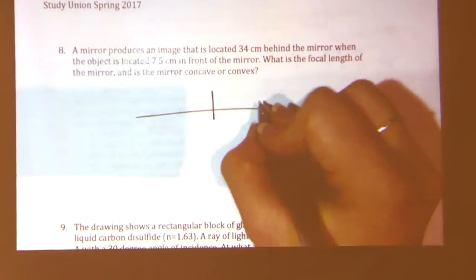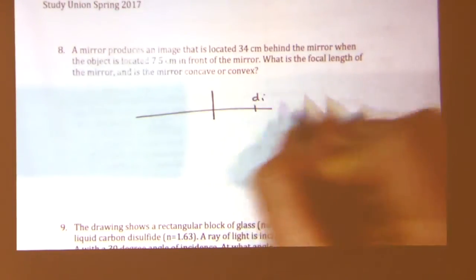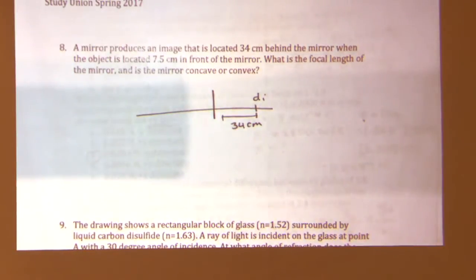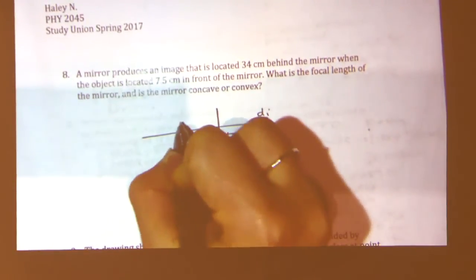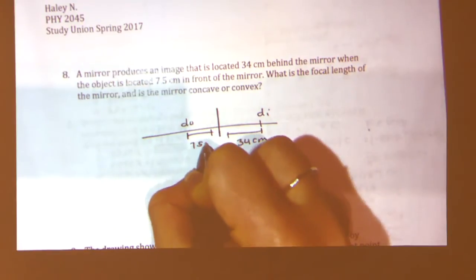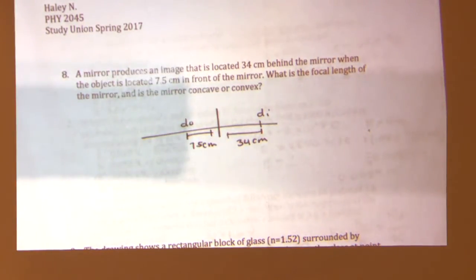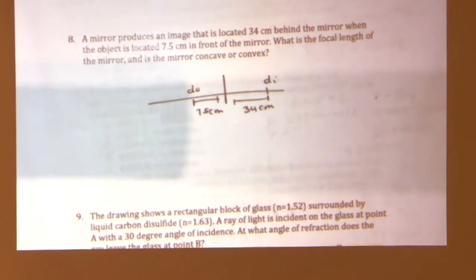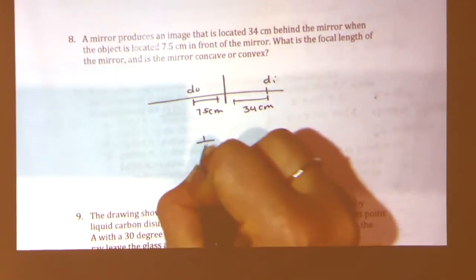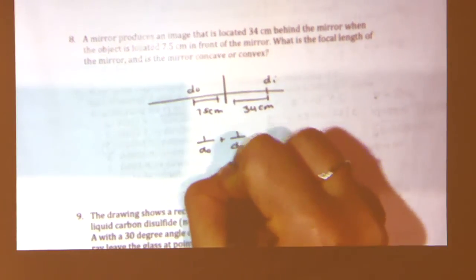And it says our image is located 34 centimeters behind. So DI, 34 centimeters. When the object is located 7.5 centimeters in front, this is our DO. We want to know the focal length of the mirror and whether it's concave or convex. So this is a simple 1 over DO plus 1 over DI is equal to 1 over F.